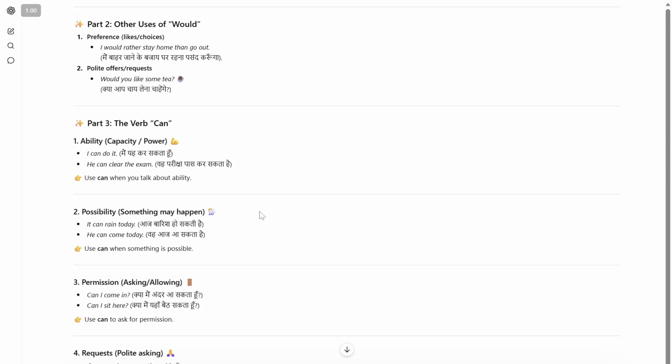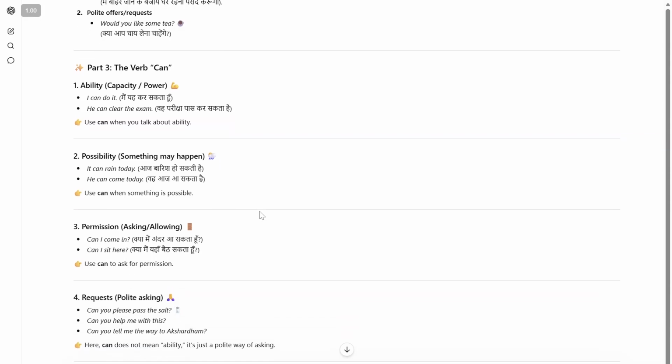Part 3, the verb can. 1, ability, capacity, power. I can do it. He can clear the exam. Use can when you talk about ability. 2, possibility, something may happen. It can rain today. He can come today. Use can when something is possible.